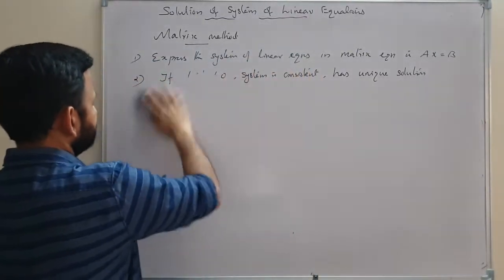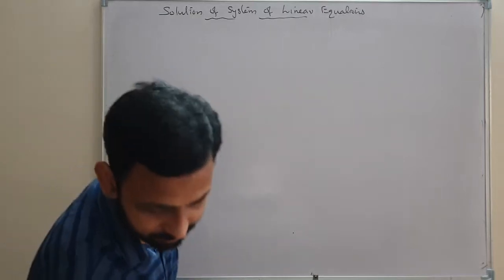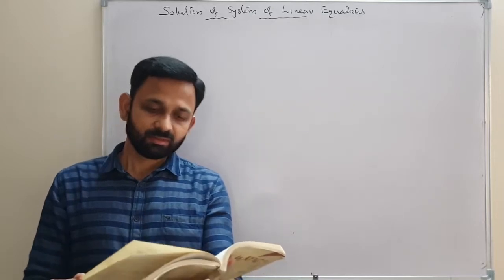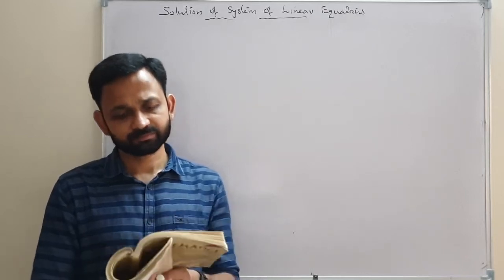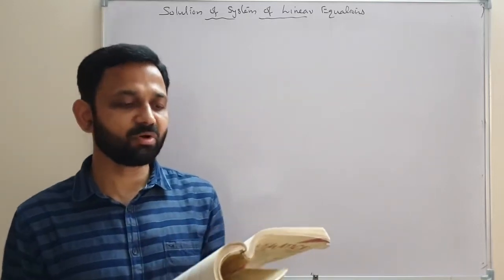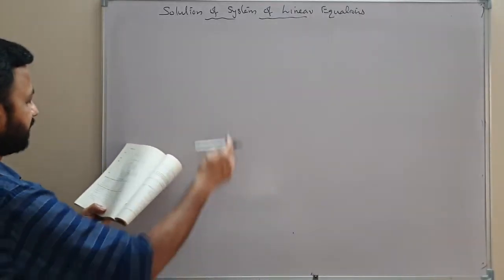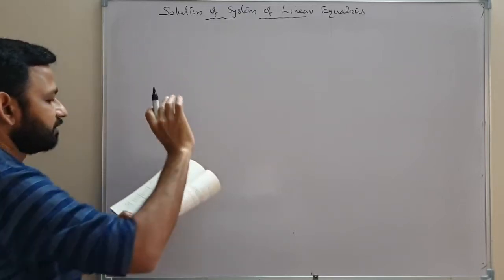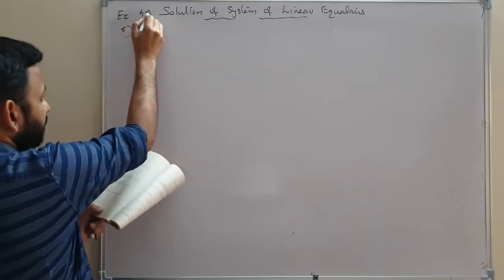Now we can do some questions from exercise. Exercise 4.6. Question number 1. Examine the consistency of the system of equations in exercise 1 to 6. We can do question number 5. We have 6 questions. We will do one of them. Exercise 4.6.